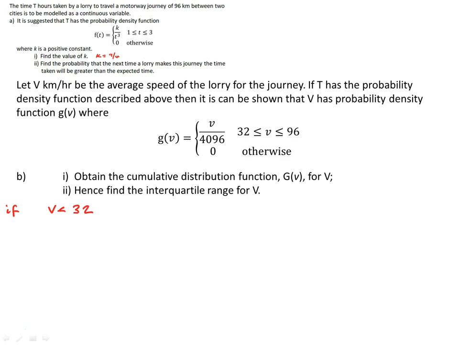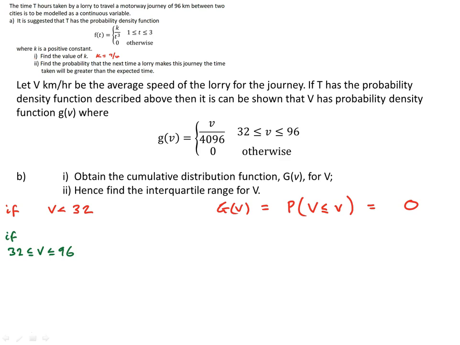Well, first of all, if little v is less than 32, then big G of v, the distribution function for v, is the probability that the average speed is less than v, which is smaller than 32. But we know from the probability density function that the possible average speeds for the lorry lie between 32 and 96. So there's no possibility at all that the average speed is less than 32. So we know that if little v is less than 32, big G of v must be equal to 0.